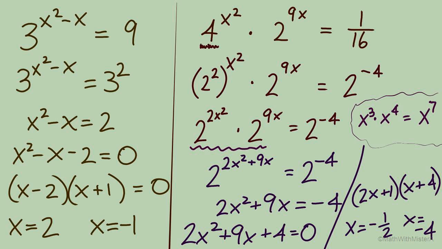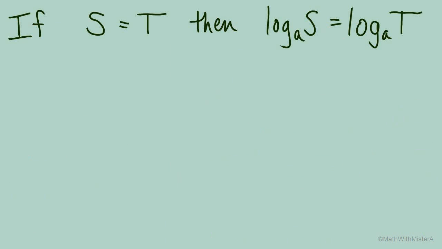Now let's get ready to handle those types of equations where we just could not see a way to get the same base on both sides of the equation. We'll need to use another property. This one, we see logs play more of a role. If s equals t, so we have some equation, both sides are equal, then log base a of s equals log base a of t.